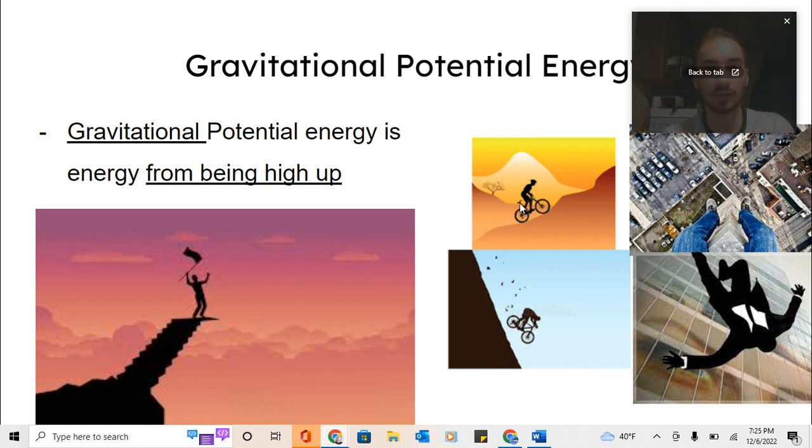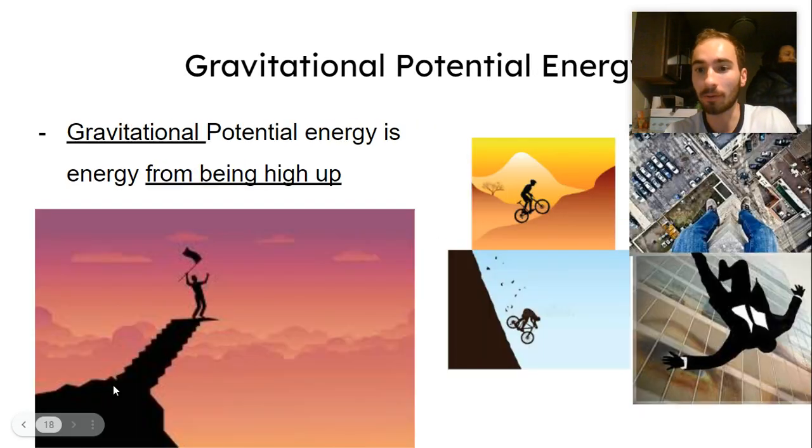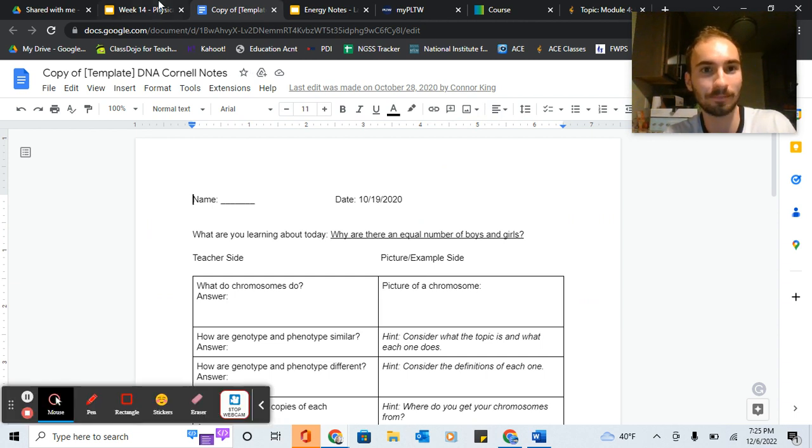So, in your notes, on the left side, could you write the definition? And on the right, could you please draw a picture? Okay?